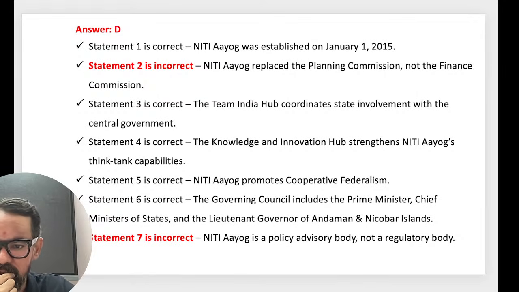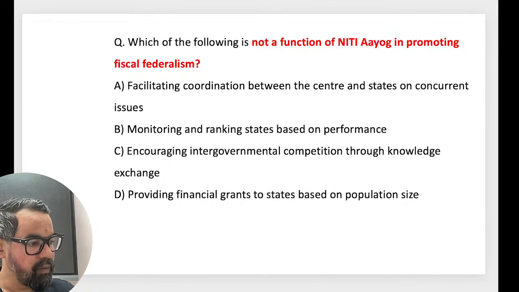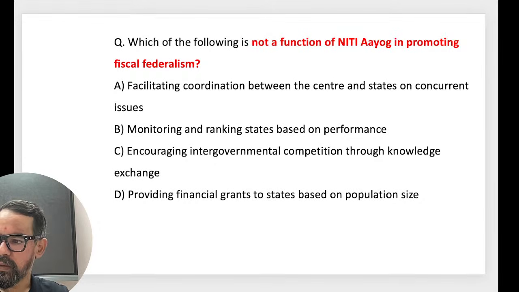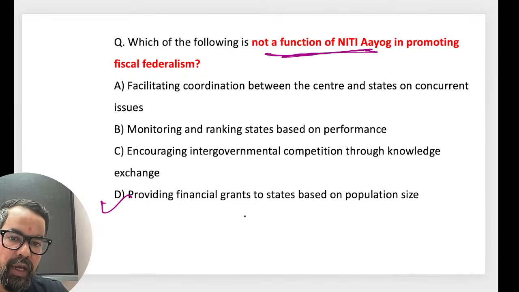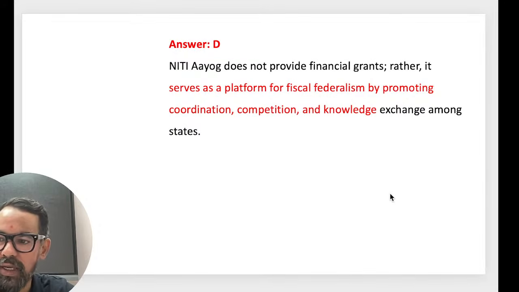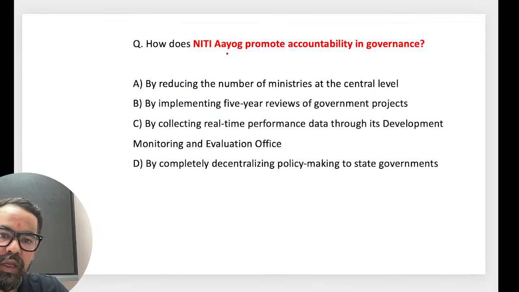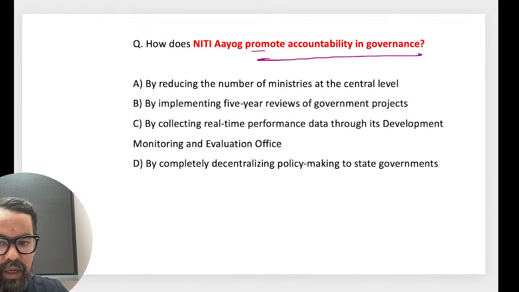चलो नेक्स्ट वन. नॉट अ फंक्शन ऑफ नीति आयोग, तो क्या होगा करेक्ट आंसर, डी विल बी राइट आंसर, ठीक है. वेरी इजी वन, करेक्ट है. नेक्स्ट वन. नीति आयोग प्रमोट अकाउंटेबिलिटी इन गवर्नेंस.